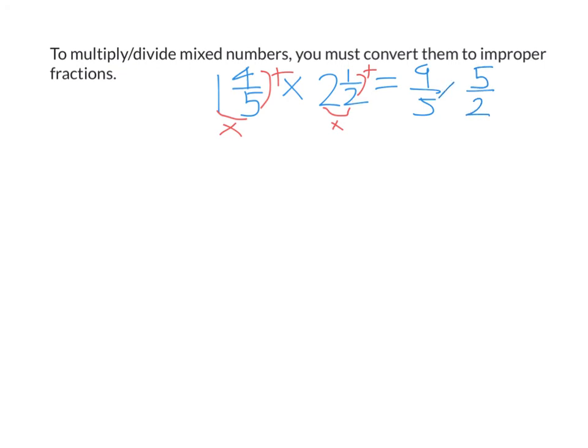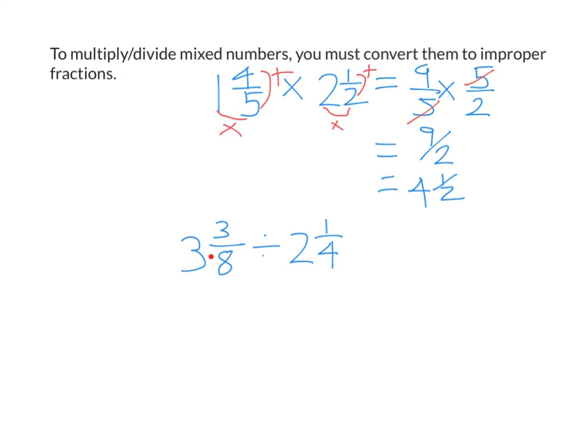So now I'm going to multiply together these two improper fractions. So now I can cancel the 5s, because they have a common factor. I'm just left with 9 over 2. So to convert back to a mixed number, 9 divided by 2 is 4, remainder 1, and I keep the same denominator. All right, let's look at a division question.